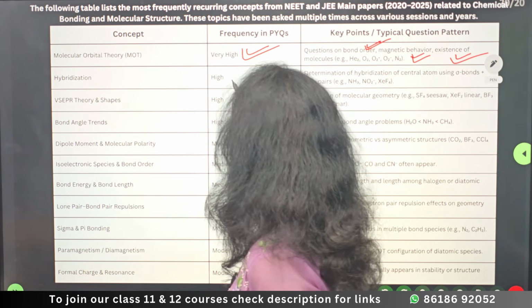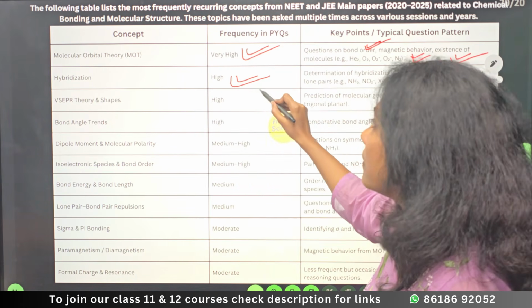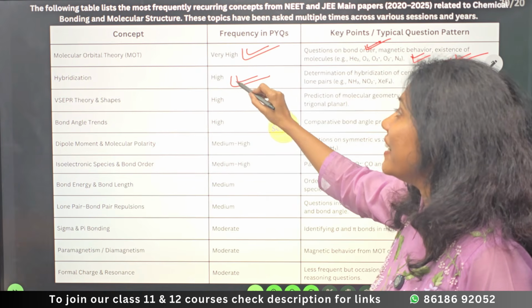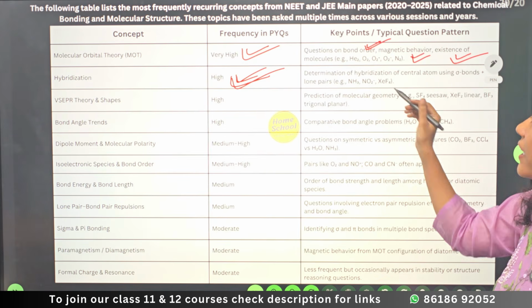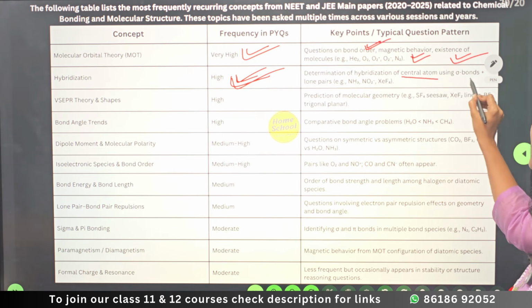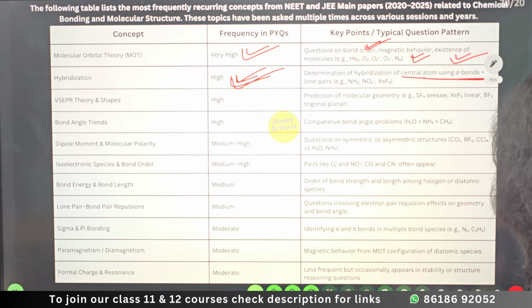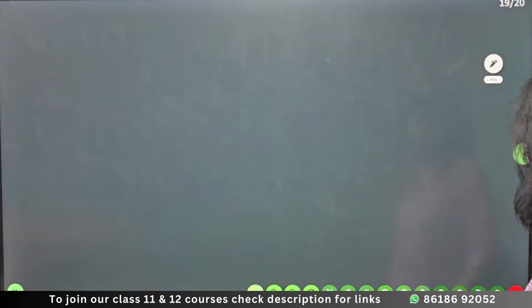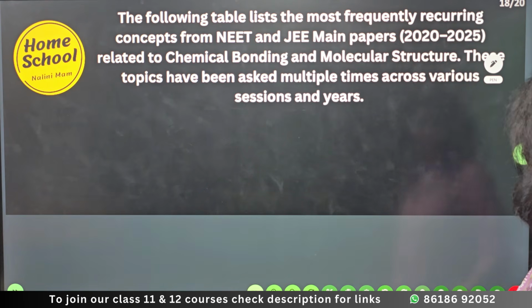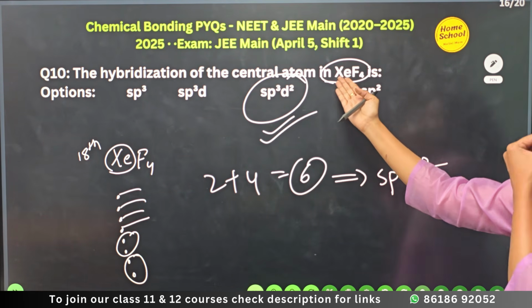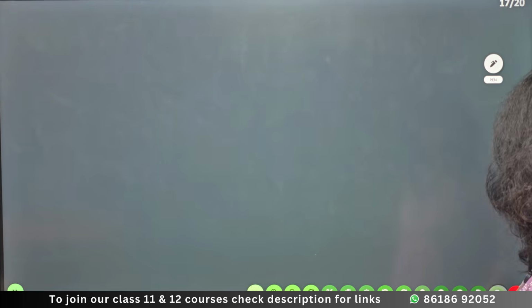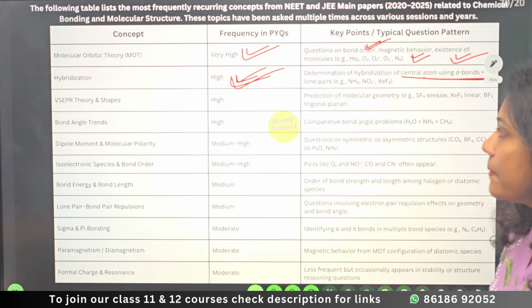Okay, and coming to hybridization, the concept is very important. There are high chances of asking from hybridization. So what kind of questions were very common? Determination of hybridization of the central atom. Say, for example, this kind of question: they asked you to identify, for XeF4, what is the hybridization of the central atom? That kind of questions were very, very common, it seems.